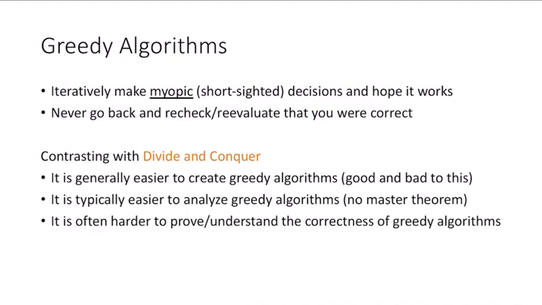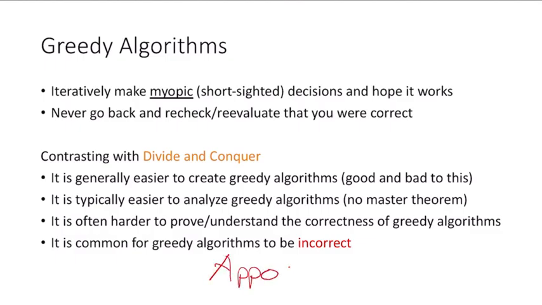But unfortunately, it's often harder to prove the correctness of greedy algorithms because you've got to find some way to say that out of all possible alternatives, we definitely chose the correct one. It's also possible for greedy algorithms to be incorrect, and sometimes that's okay. So later in the semester, we'll talk about approximation algorithms. And a common way to create an approximation algorithm is to have it be greedy-based, just because it's such a simple paradigm for creating an algorithm.